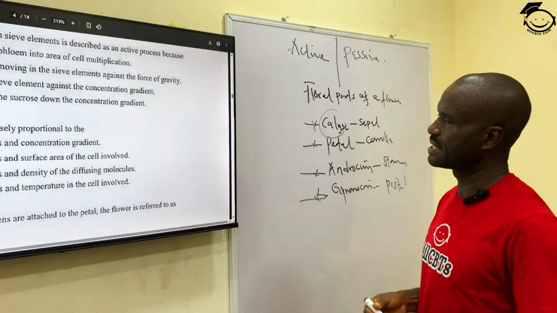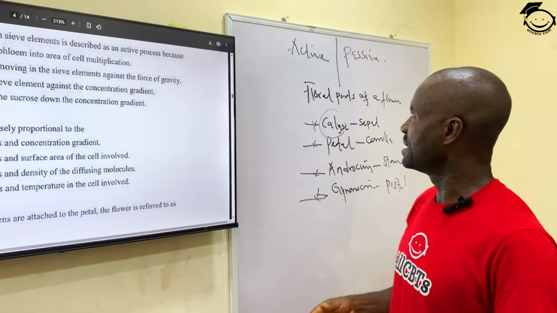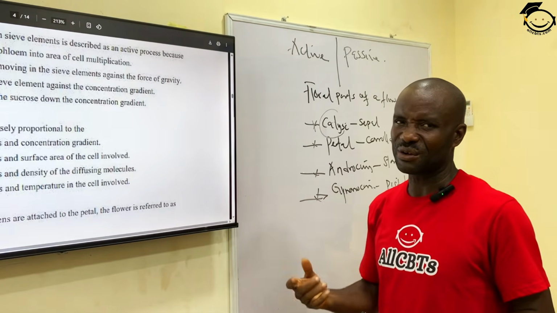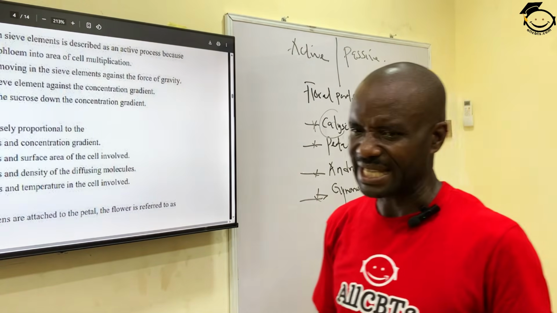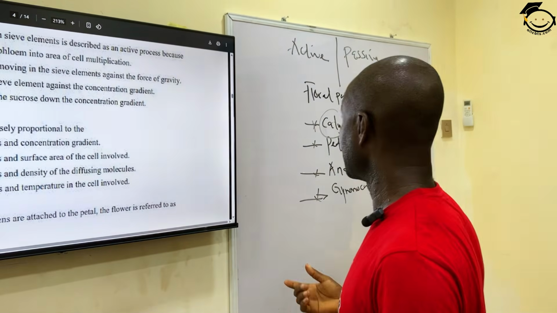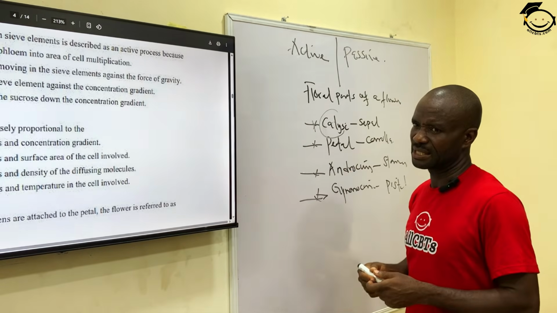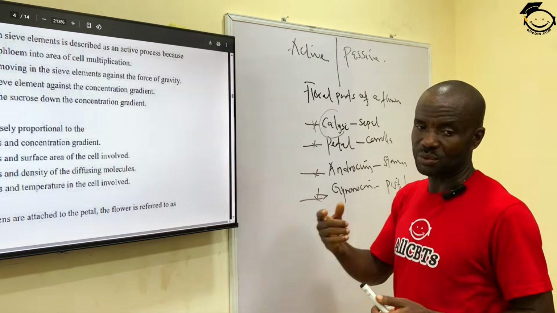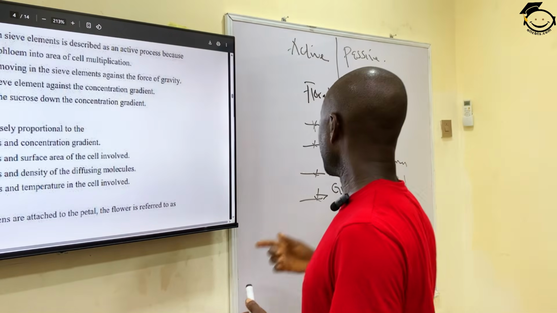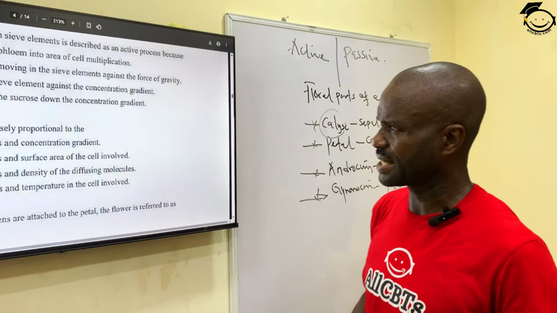An active process, or an active movement of molecules, is a movement that is against the concentration gradient, or a process that is acting against gravity, as the case may be. Why this one, a passive process, is a process that is in line with what? The gravity, or in the same direction as the concentration gradient. So let's see the question here.